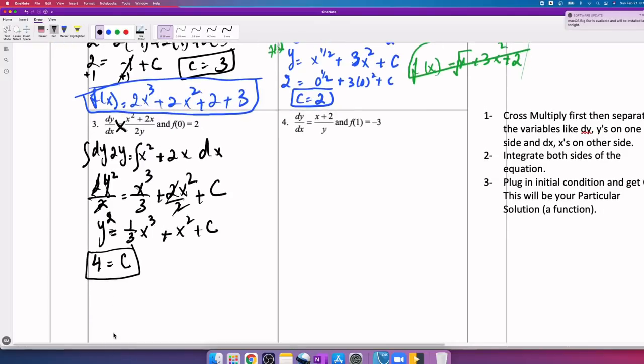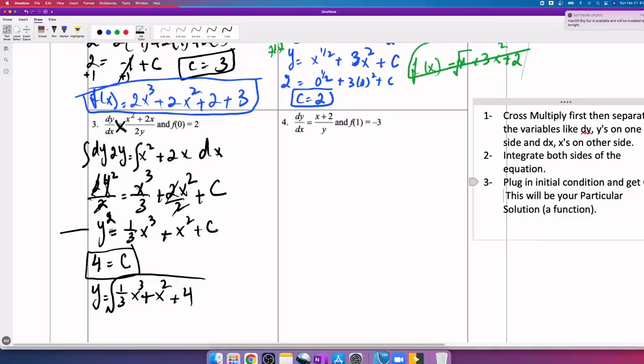And let's do the particular solution for it. This is my c is equal 4, but this is not y by itself. We have to get the y by itself, so it has to be square root. So if I do this, it's going to give me y equal 1/3 x cubed plus x squared plus c, and this whole thing is in the square root. And c is 4 actually, so I can plug in that 4 there. And I have to get the y by itself. So plug in initial condition.